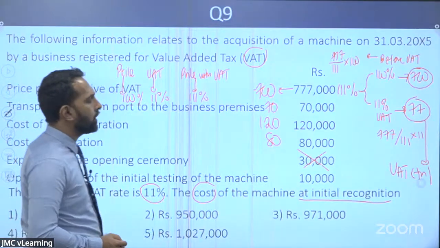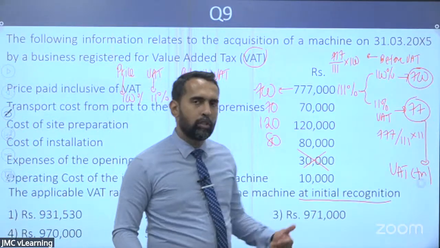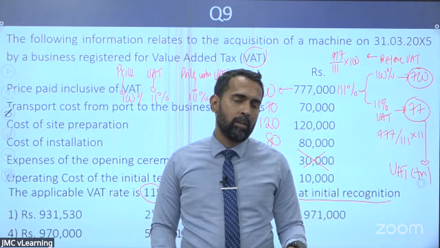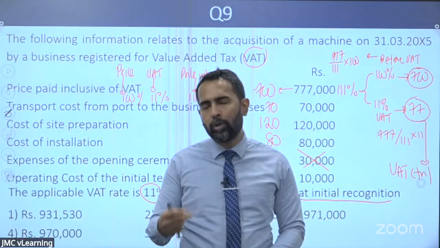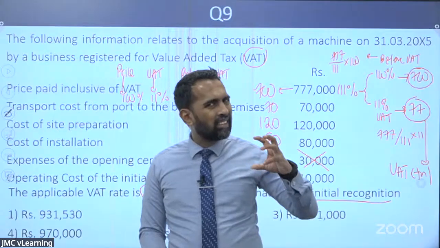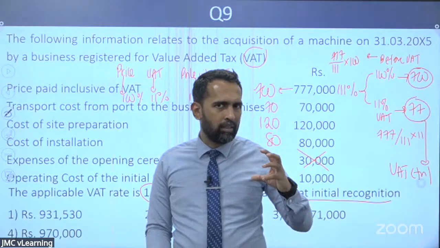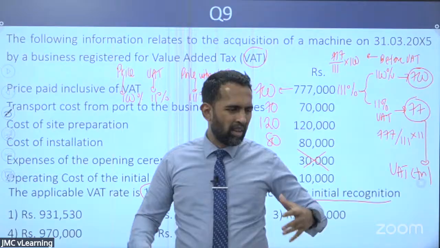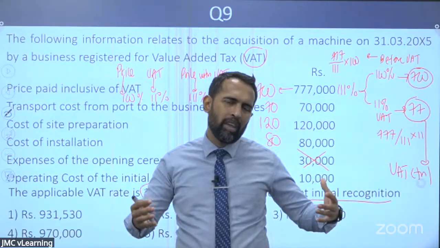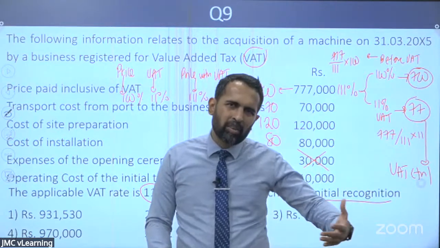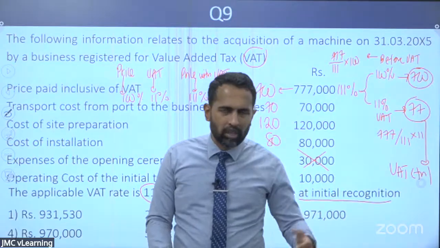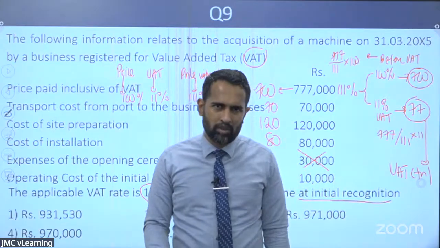Next one. Operating cost of the initial testing. Once you have brought down the machine, sometimes you have to do the initial test run and see whether the machine is working. For that test run, there are certain expenses you have to incur. Some are operating expenses which you incur in your routine days, the material cost of that particular item and the labor cost involved. Those are operational costs.